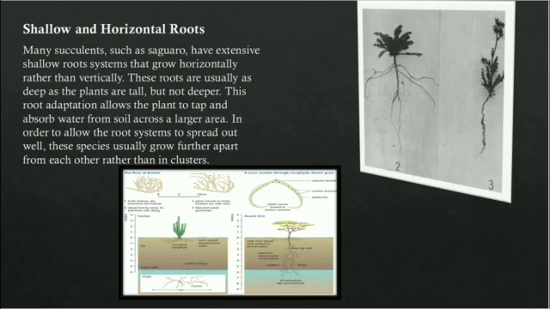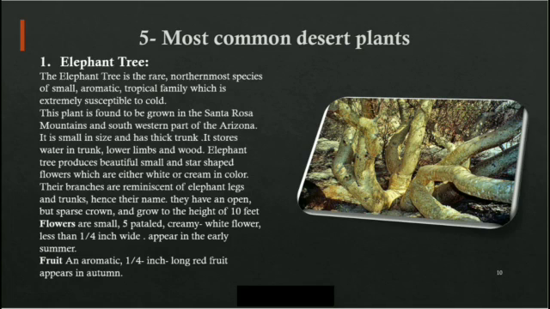Shallow and horizontal roots. Many succulents, such as saguaro, have an intensive shallow root system that grows horizontally rather than vertically. These roots are usually as deep as the plant is tall, but not deeper. This root adaptation allows the plant to tap and absorb water from soil across a larger area. In order to allow the root system to spread out well, these species usually grow further apart from each other rather than in clusters.